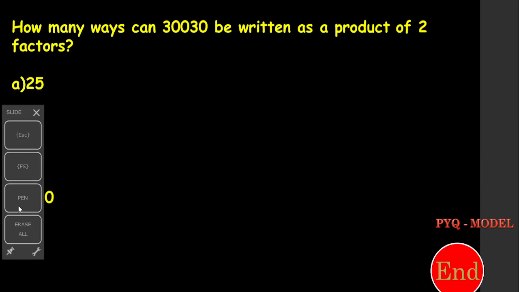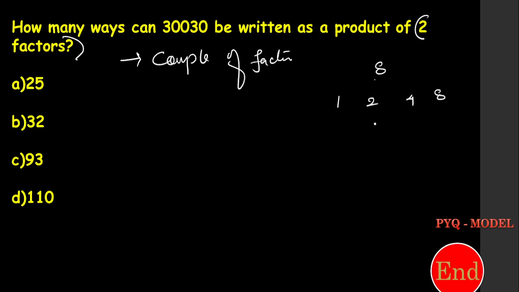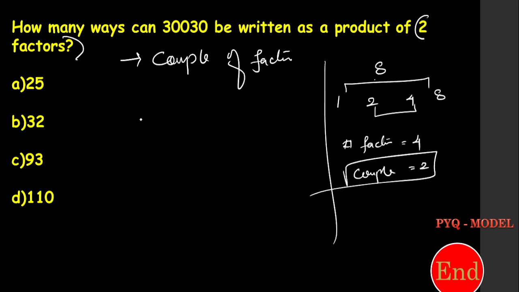Now, product of two factors. What does it mean by product of two factors? That is nothing but we need to find a couple of factors. For example, if I take 8, factors are 1 into 8 is 8, 2 into 4 is 8. That's it. So the number of factors is 4, but if I want couples of factors, 1 into 8 is 1 couple, 2 into 4 is 1 couple, so couples are only 2. This is what they want. So just find out, as usual, the number of factors, then half of that will be the couples of factors.